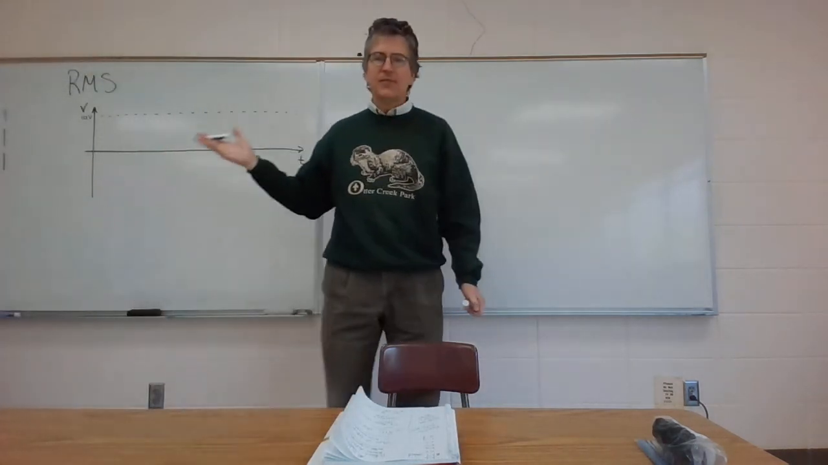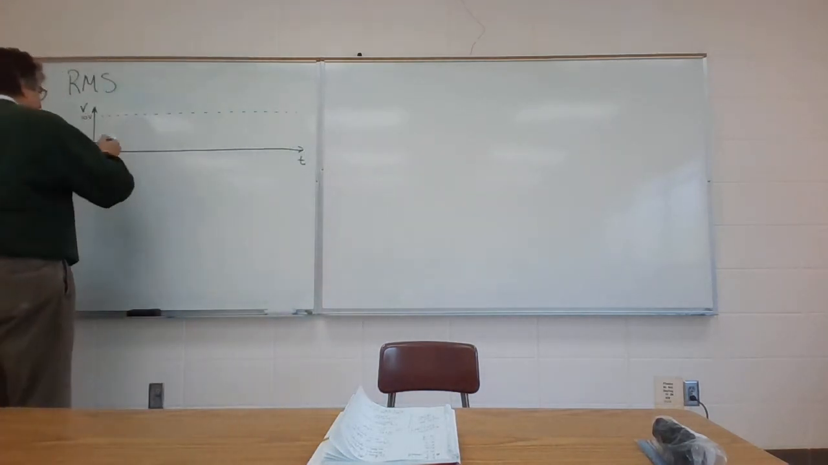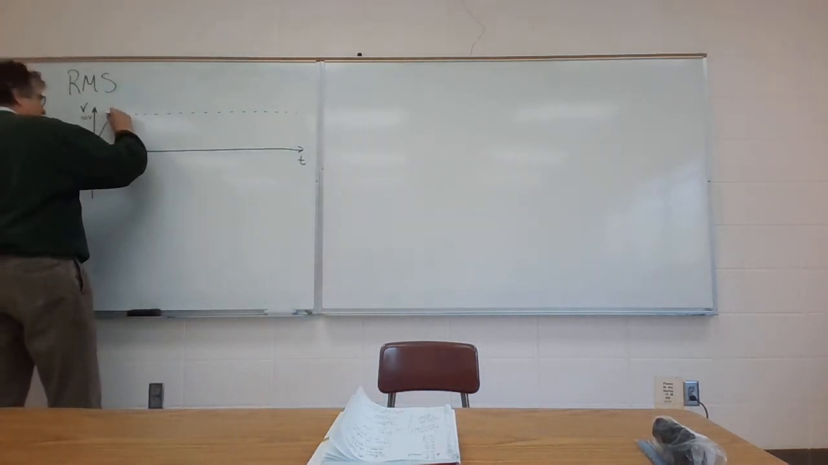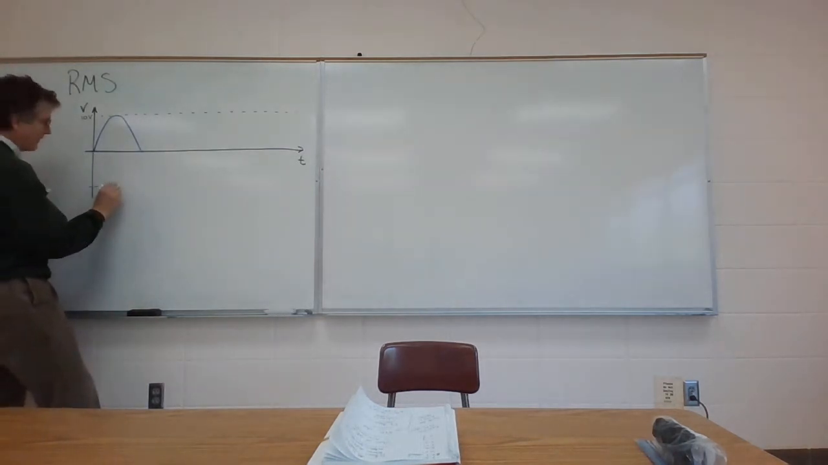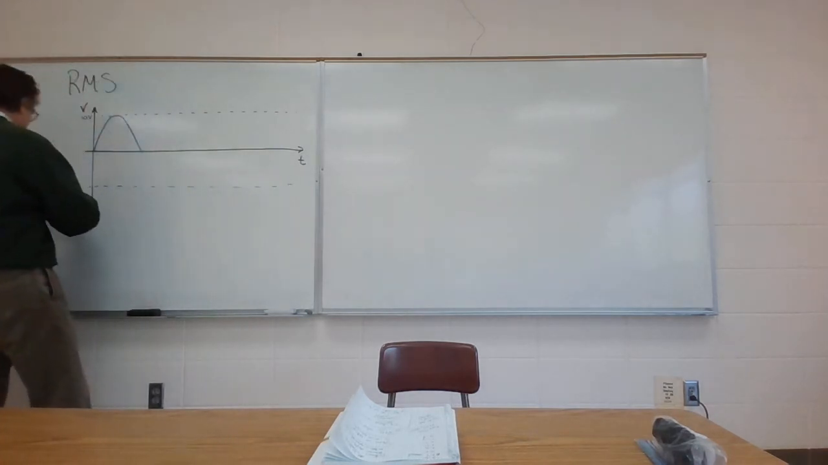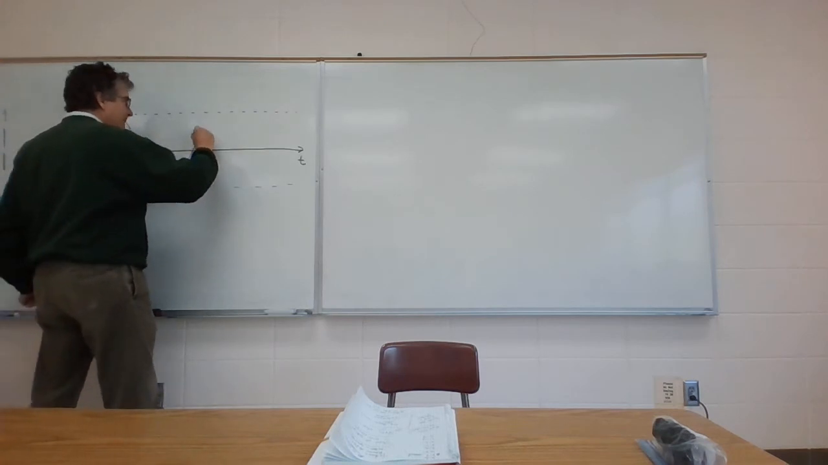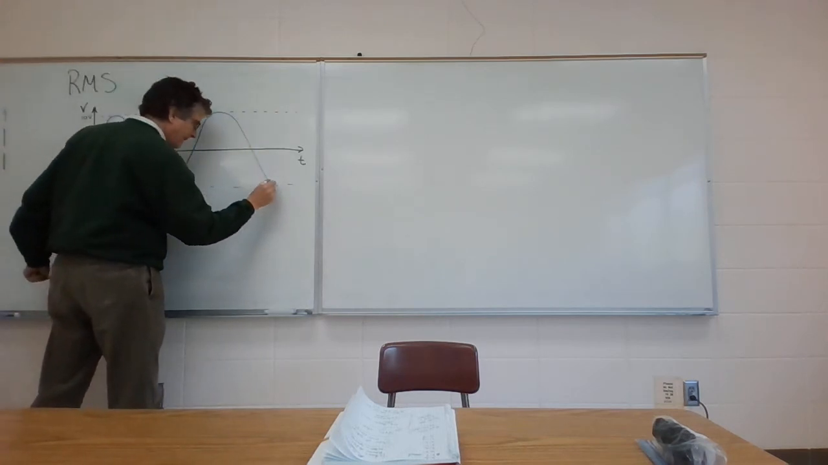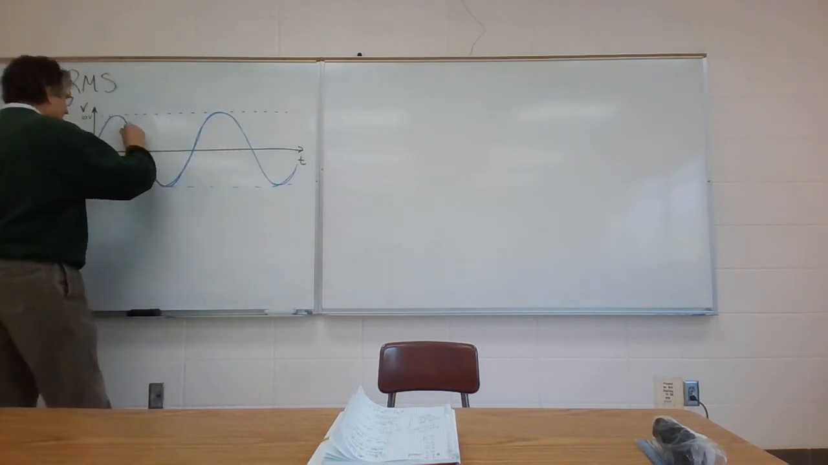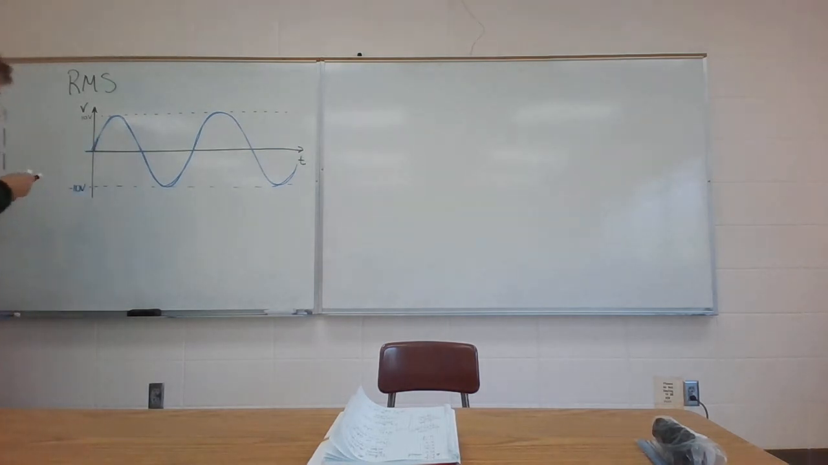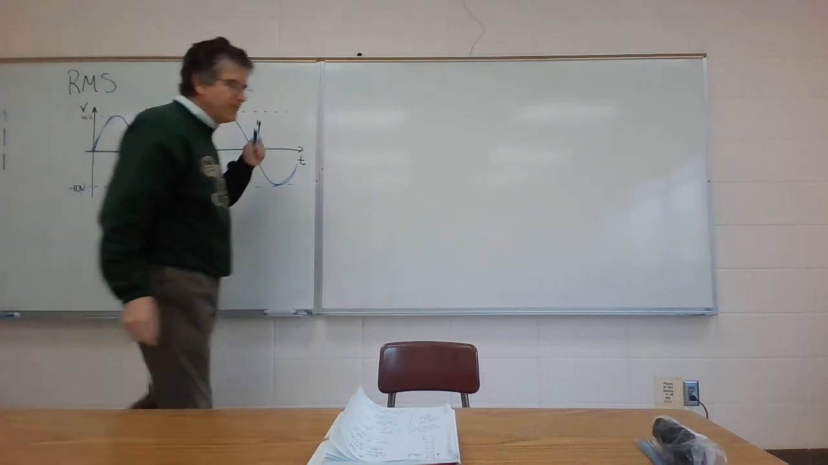So in DC, voltage is steady. But in an AC, let's suppose we have a voltage that oscillates back and forth between positive 10 volts and down here, negative 10 volts. So here's a graph of an AC voltage.